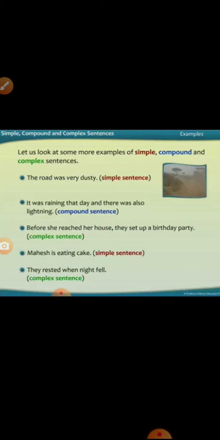So I hope today's lecture regarding simple, compound and complex sentences is clear to you. If something is not clear to you, you are free to ask anytime during online classes and do the practice of exercises on your own.